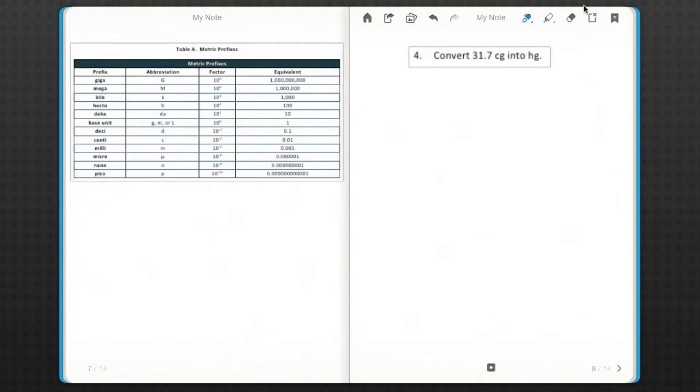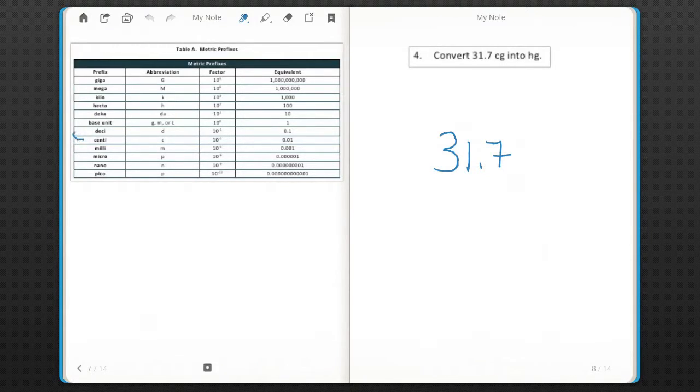Okay, so now with the bump method, we're going to start off the same way and write down what we start with. So we start off with 31.7, and I'm going to leave the centigram unit of measure off of here, just in case I need to move my decimal place. That way it won't be in the way. We need to go to the chart and figure out how many places we need to move it. We're going from centi, which is down here, and going up to hecto. Now that we're at hecto, we've gone up 1, 2, 3, 4. So we know we're going to move our decimal place 4 places.